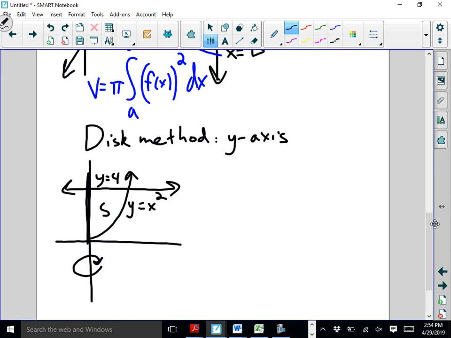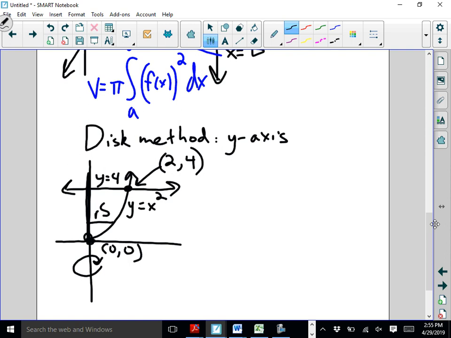Again, I want to stack up all those circles, but all those circles are stacking vertically, so I have to stack from bottom to top. I know that this right here is the point (2, 4). I know this point right here, that's the point (0, 0). But now my radius is this direction. This is my radius. I have to do a couple of shifts here.